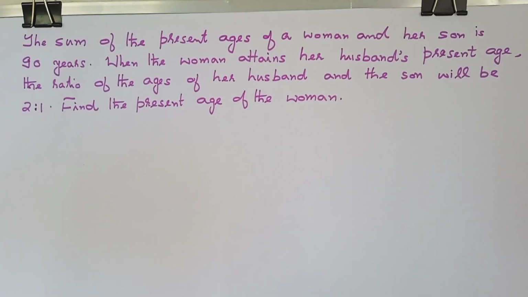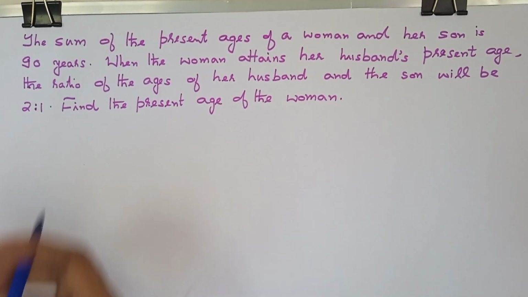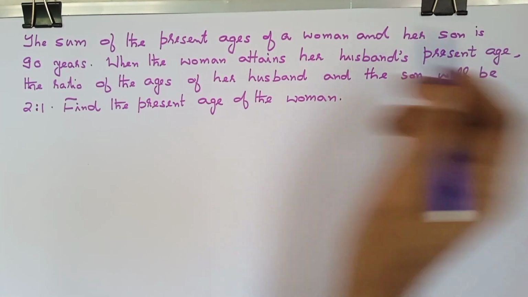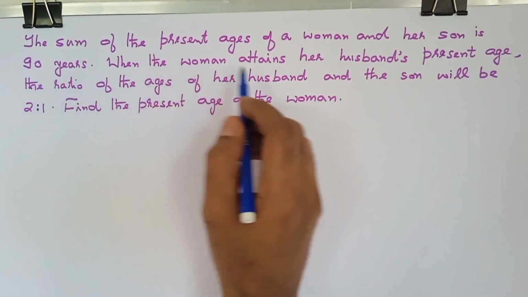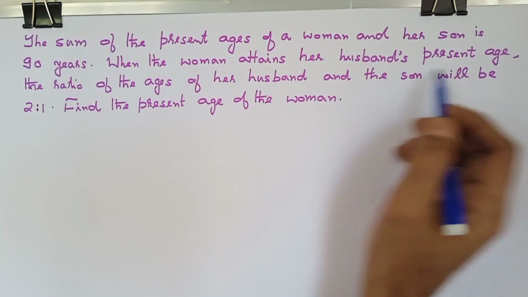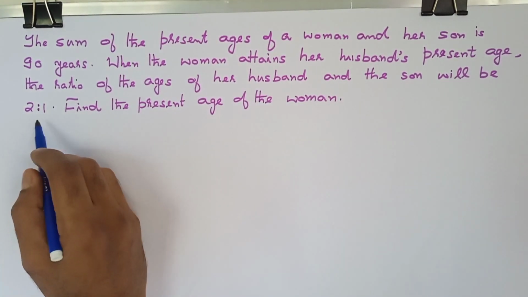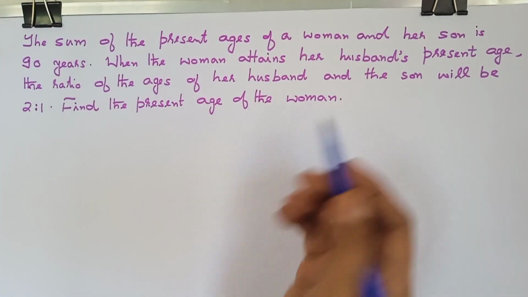Here is another interesting problem, slightly tricky one. The question is this: the sum of the present ages of a woman and a son is 90 years. When the woman attains her husband's present age, the ratio of the ages of her husband and the son will be 2:1. Find the present age of the woman.